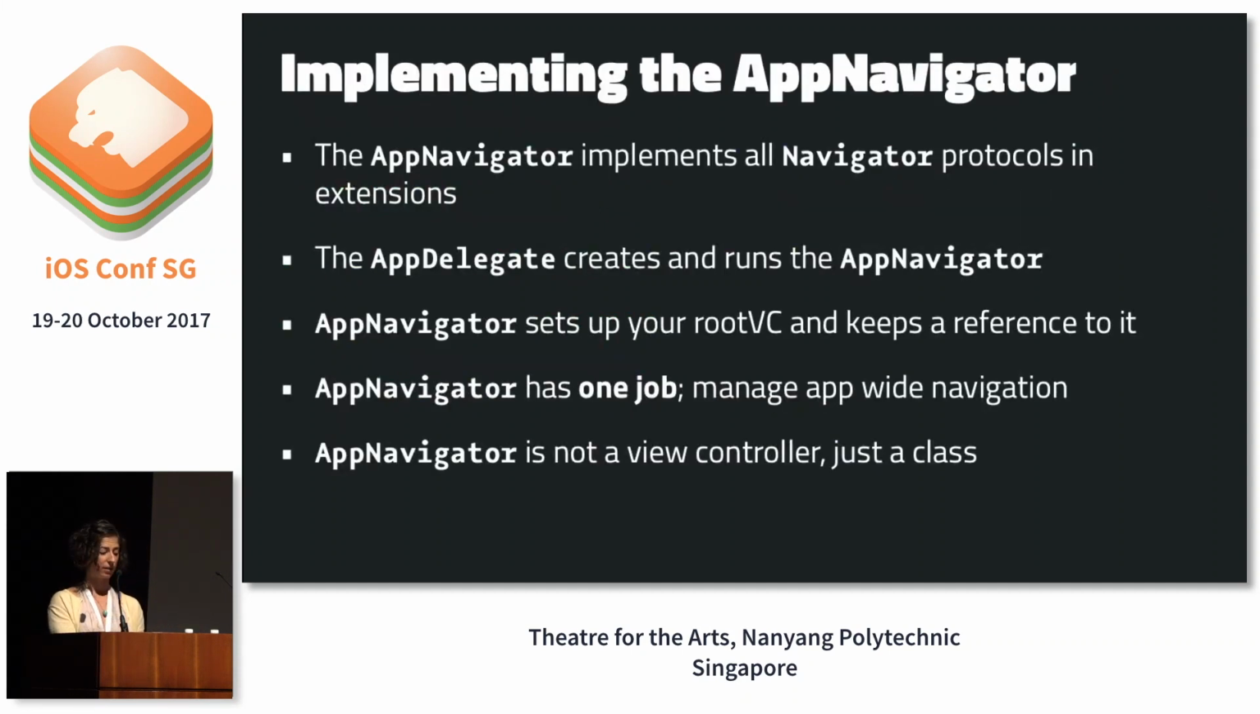Now at the top level, I'm going to have the app navigator. The app navigator is going to implement all my Navigator protocols in extensions. And the app delegate is going to create and run my app navigator for me. The app navigator will configure the root view controller and of course maintain a reference to it. And then it only has one job. It does exactly one thing. It manages app-wide navigation. It does nothing else. It's not a view controller, it's just a class.